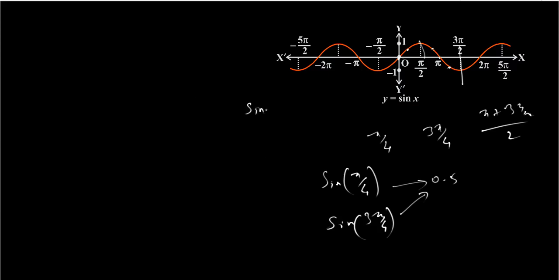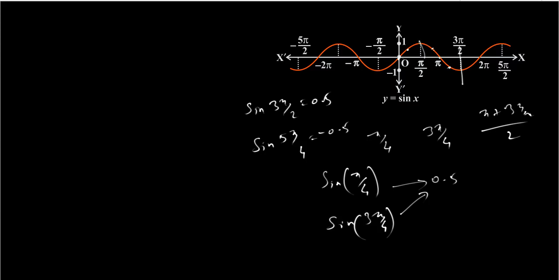Sine of 3 pi by 4 is 0.5, and sine of 5 pi by 4 is also of magnitude 0.5, but the first 0.5 is positive, while this one lies between 0 and -1, so it will be minus 0.5. So at each and every point we are getting a different value.